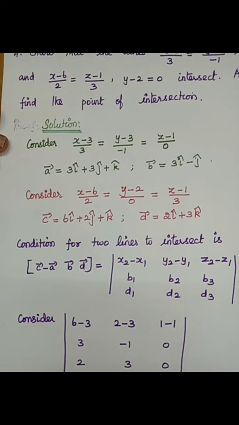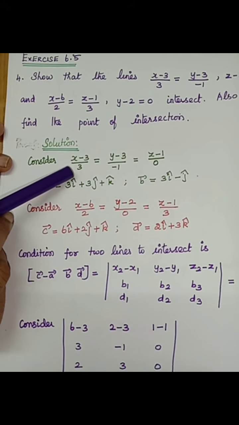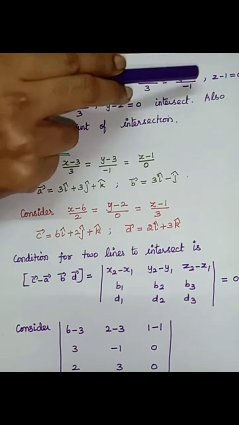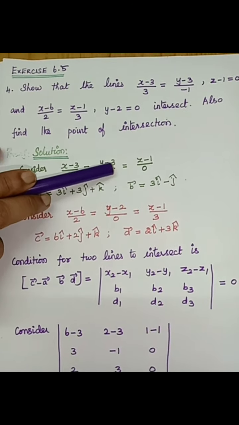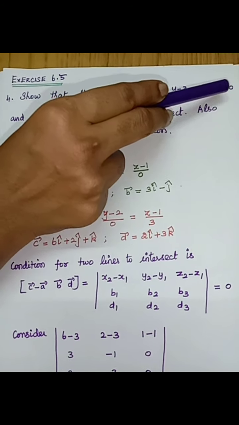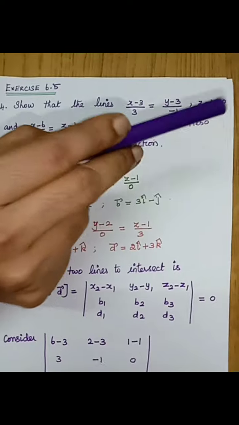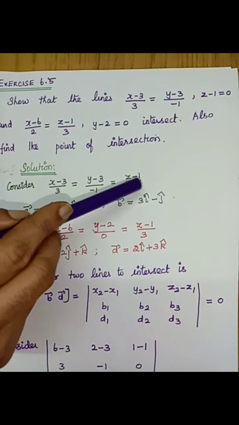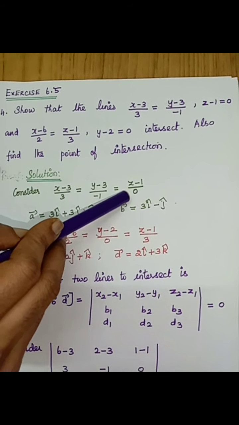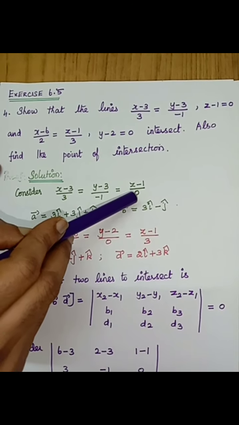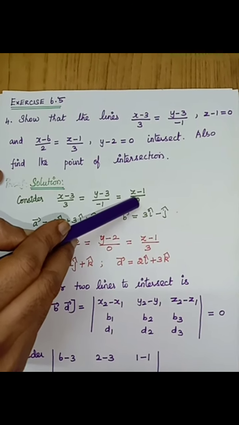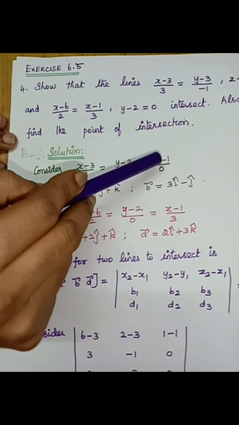You consider the first line. So it is x minus 3 by 3 which is equal to y minus 3 by minus 1. Here in the problem it is given comma, now I am going to write equal to. So you see that from this problem z minus 1 is equal to 0, so you are getting z is equal to 1. That can be written as z minus 1 by 0. If the denominator is 0, it means the numerator value is equal to 0.